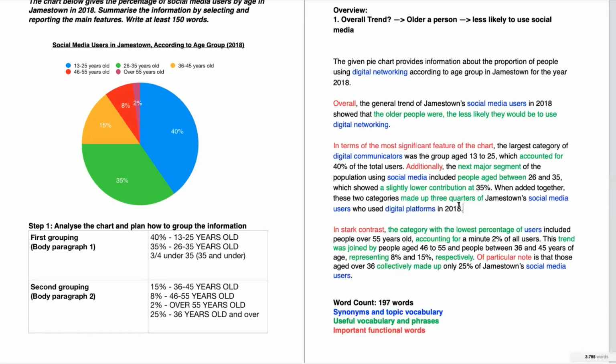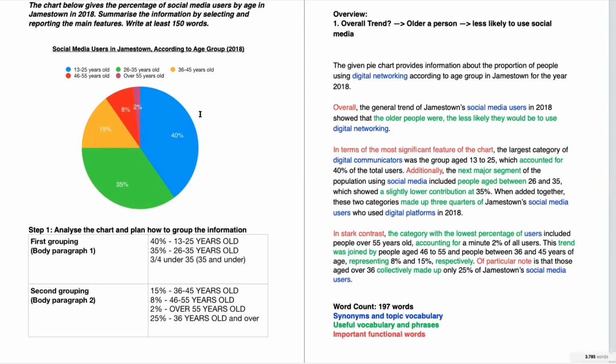Okay, and here is our finished piece of writing with color-coded language. Now, first off, I just want to note that we have 197 words. That's great. We have met our minimum of 150, and we haven't gone too overboard. So we've done everything we had to do. Nothing is really unnecessary, so this is great. Now, again, we talked about the paraphrasing task question as we were writing it, but in blue, I want to call your attention to all of the synonyms and topic vocabulary.